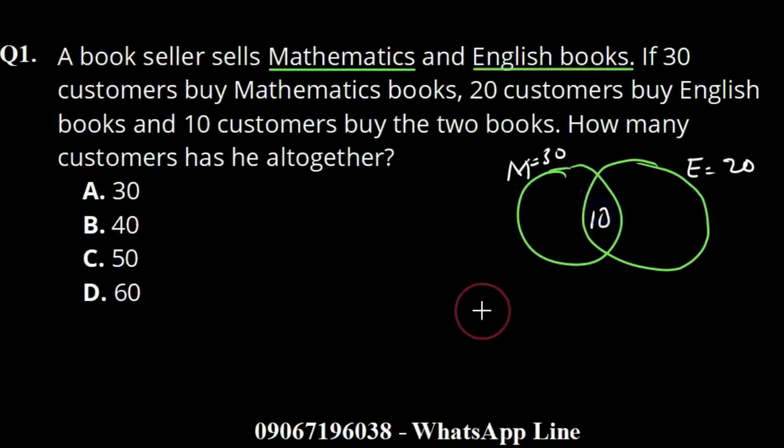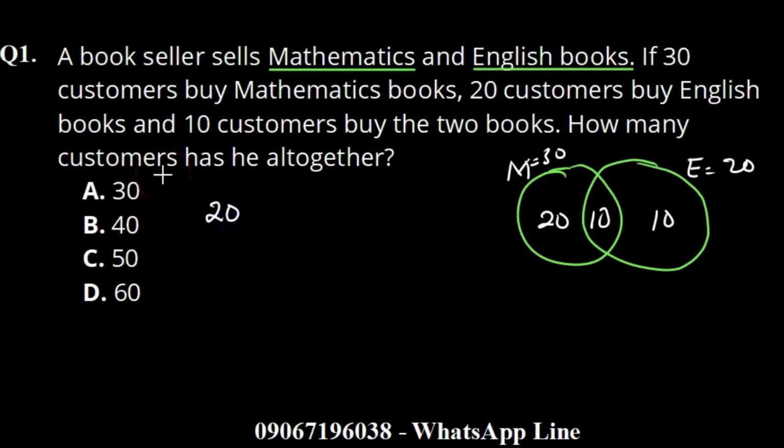So let's start from this point. If 10 people bought both mathematics and English, and we're now looking for how many people bought only mathematics, all right? Only mathematics is going to become 30 minus 10. So 30 minus 10 is going to give us this, all right? So this point is going to be 30 minus 10, so this is going to be 20, and this point is going to be 20 minus 10, this is going to be 10. So we're looking for how many customers he has altogether, all right?